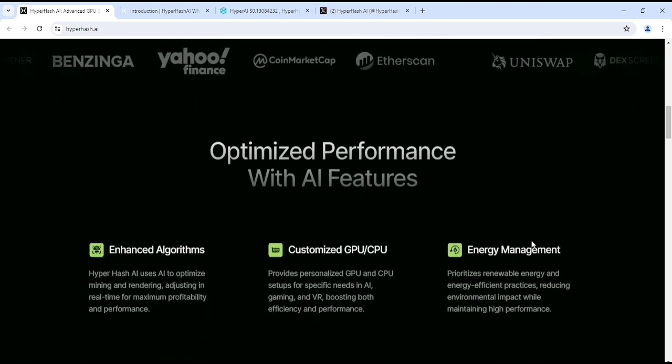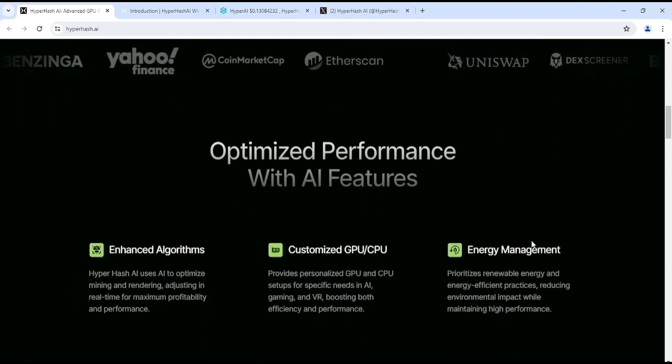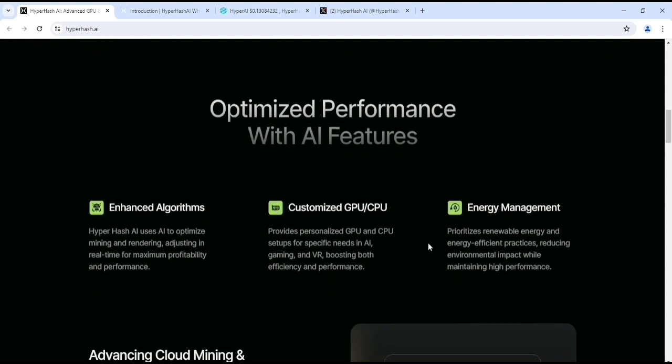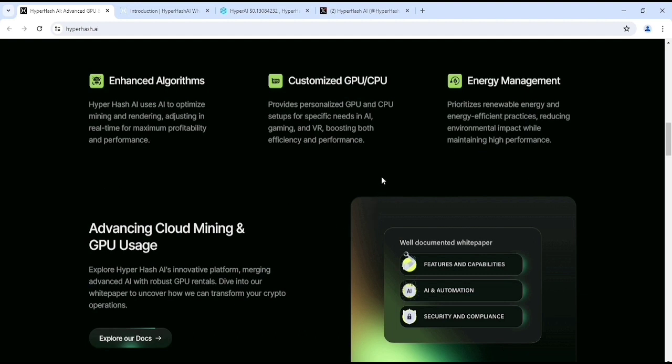Obviously, if you look at the optimized performance with AI features, they have enhanced algorithms. HyperHash AI uses AI to optimize mining and rendering, adjusting in real time for maximum profitability and performance. They have customized GPU, CPU, and also energy management. Here you'll get the whole information about their energy management of customized GPU and CPU, providing personalized GPU and CPU setups for specific needs in AI, gaming, and VR, boosting both efficiency and performance.